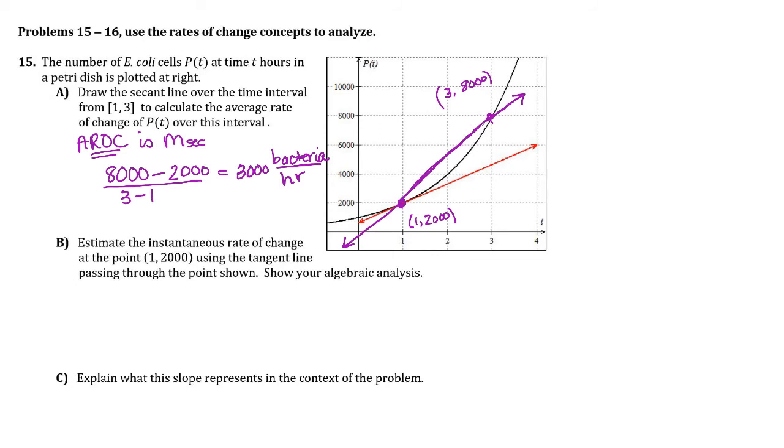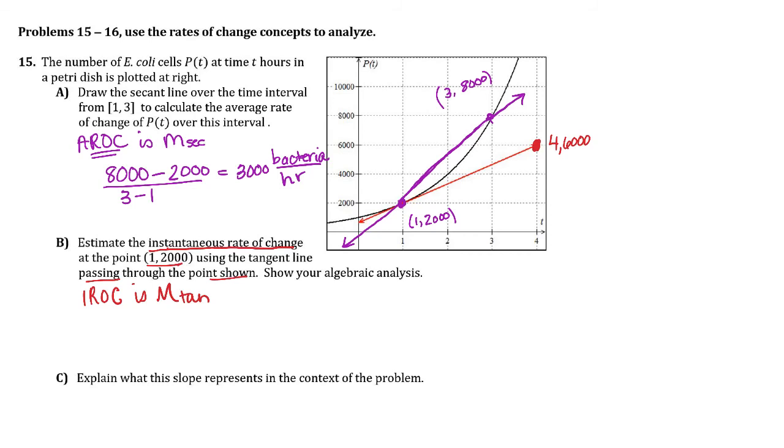And the next problem tells us to estimate the instantaneous rate of change. So that means IROC, which is the slope of the tangent line, at the point 1, 2000, using the tangent line passing through the point shown. So the point that they're pointing out to us right here would be at the point 4, 6,000. So we need to estimate our instantaneous rate of change using this.